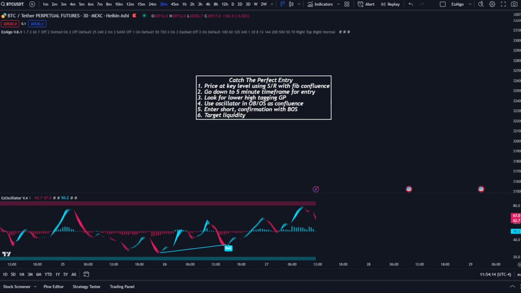All right, number 2, you're going to go down to the 5-minute time frame for entry. So as price is approaching this key level that you're looking to take a trade, you want to go down to the 5-minute to get that perfect entry. Next, you want to look for a lower high tagging the golden pocket. Using the easy oscillator as confluence, enter your short with a stop loss above the swing high and the confirmation with a break of structure, in this case to the downside, targeting liquidity.